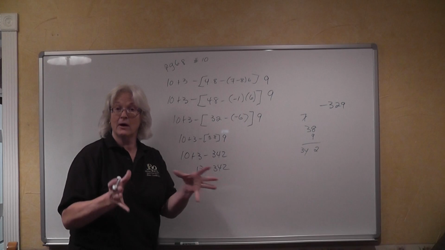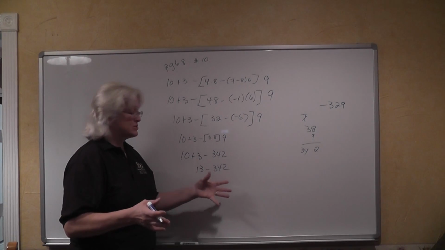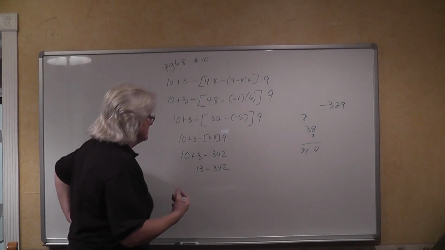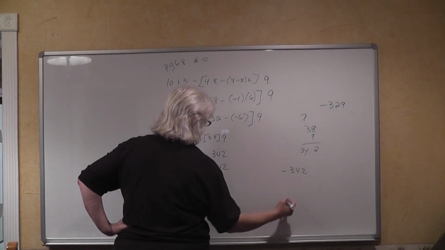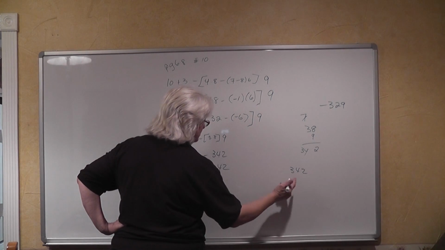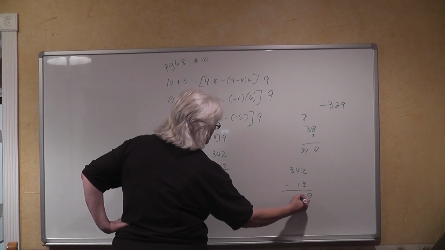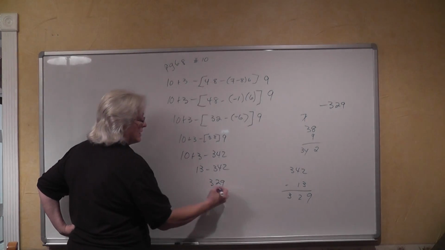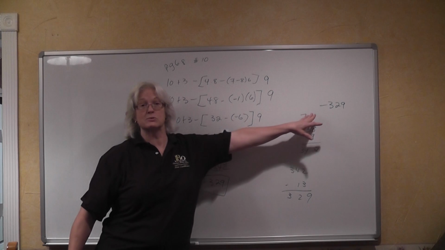How do we add or subtract oppositely signed numbers? Subtraction, same as adding the opposite. When you have opposite signs, keep the sign of the larger after you have subtracted. Negative 342 and 13, you subtract those numbers, you get 329, and it's a negative. And this is what your answer is.